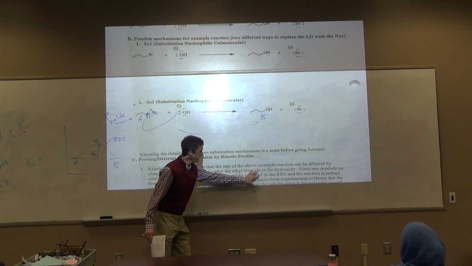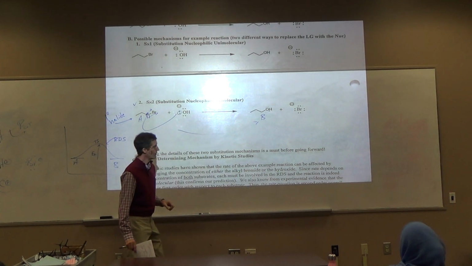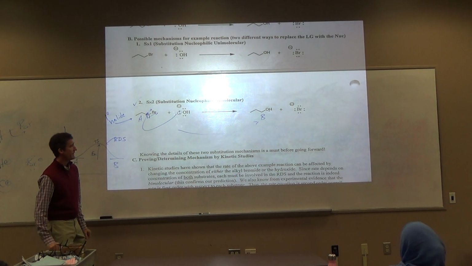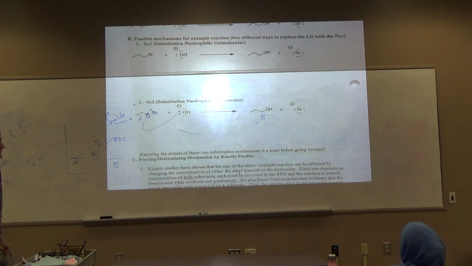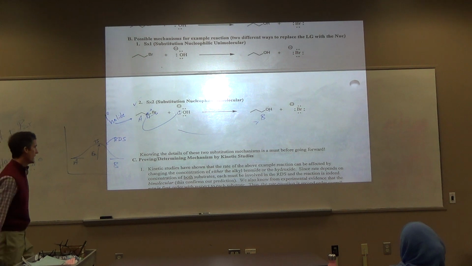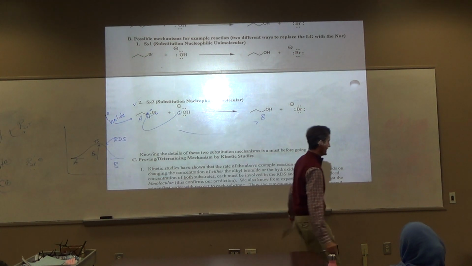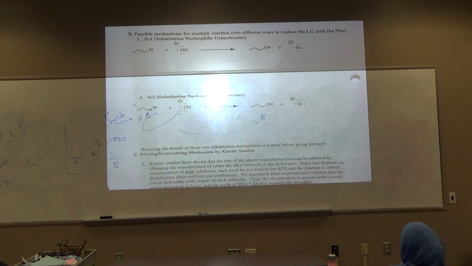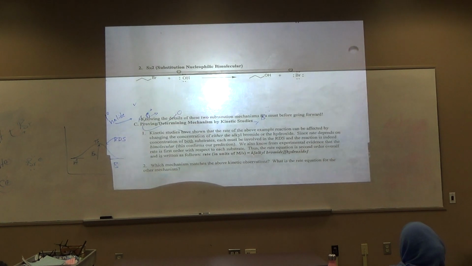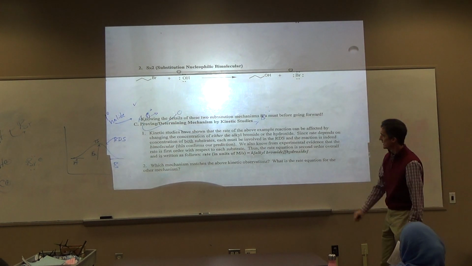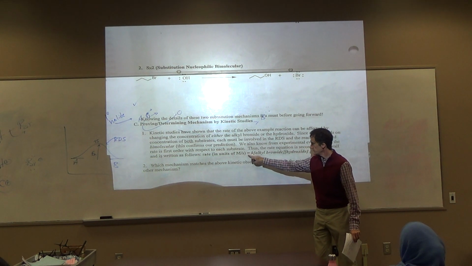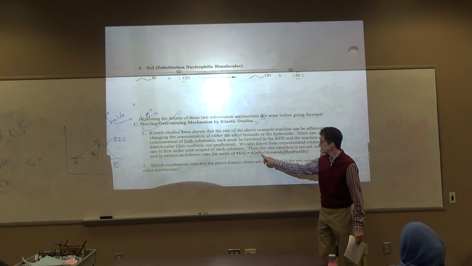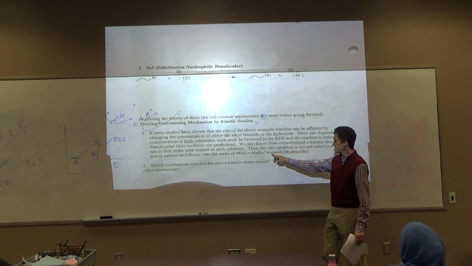But the information told us that both were relevant to the rate. That means it's SN2. So that's how you would prove it. And I basically tell you that in writing there. What would be the rate equation for the SN2? Right here. Rate equals some type of constant times the concentration of both substrates.